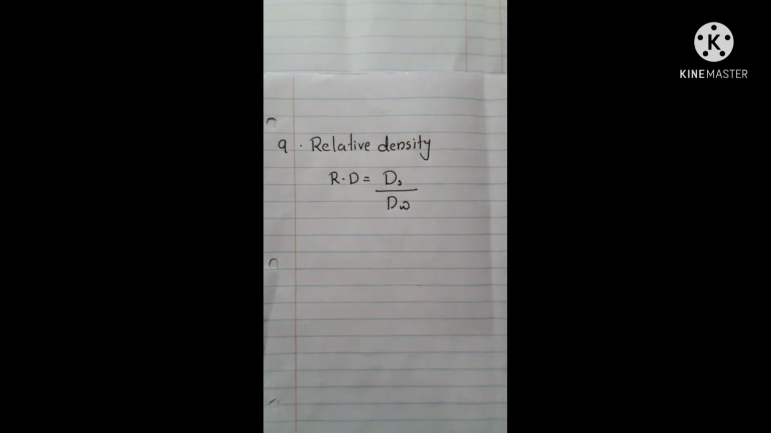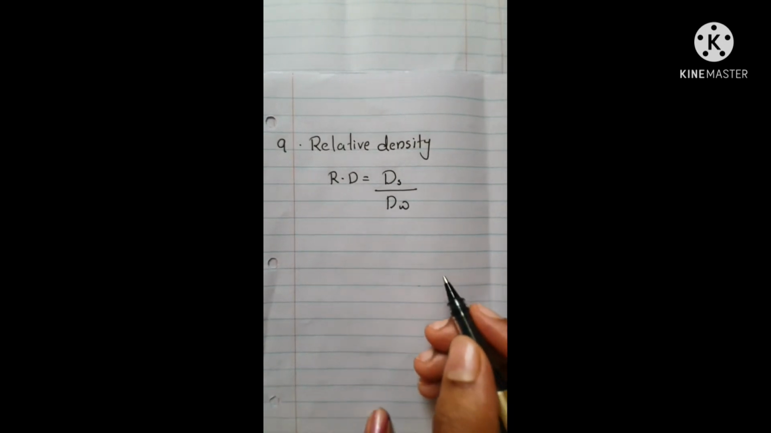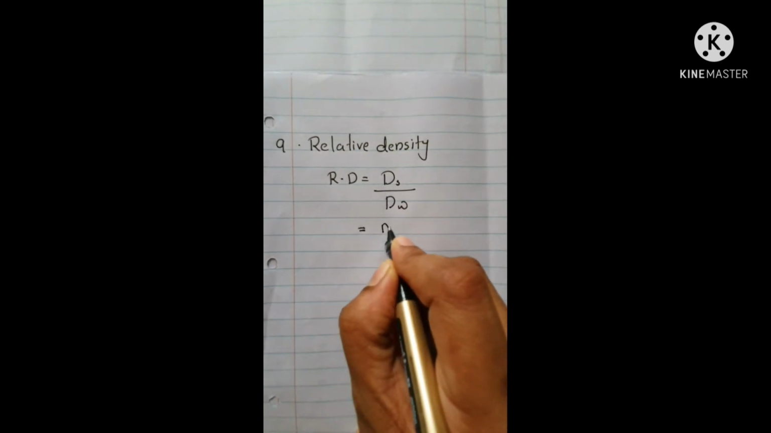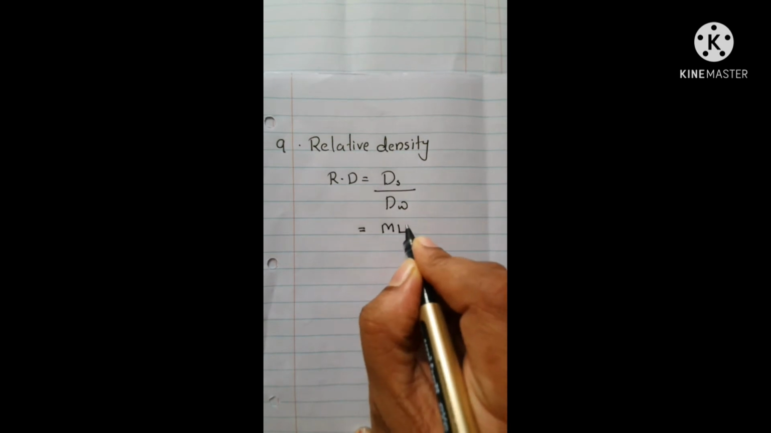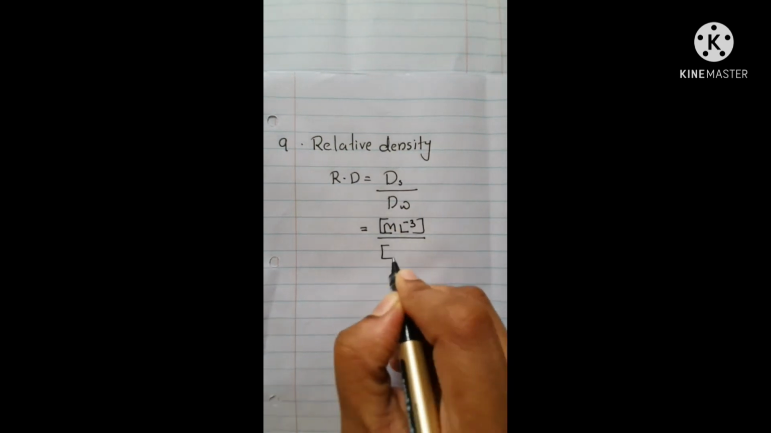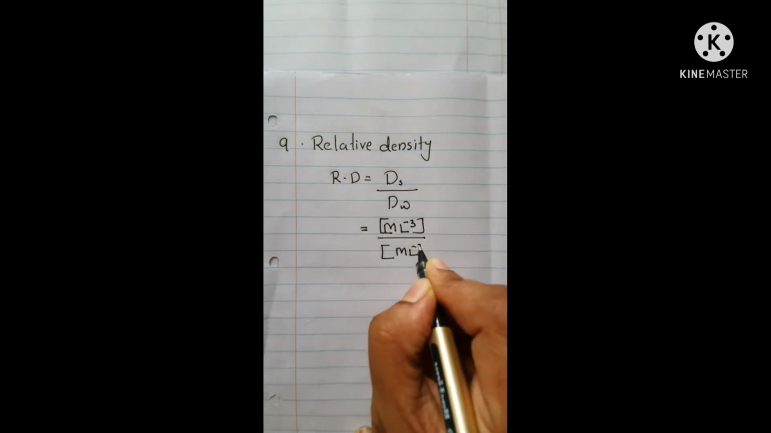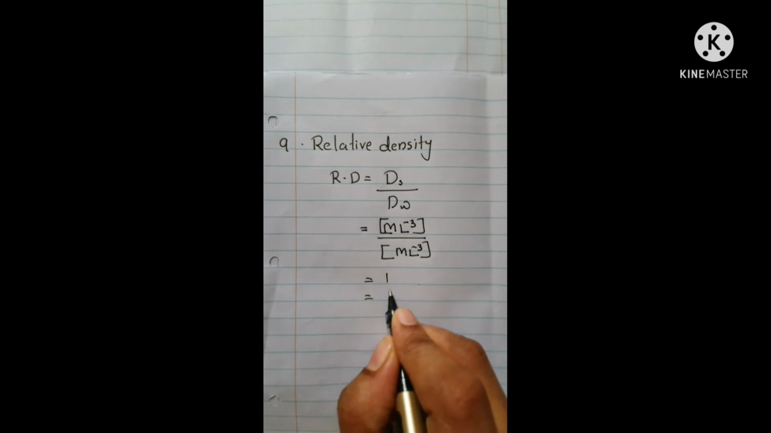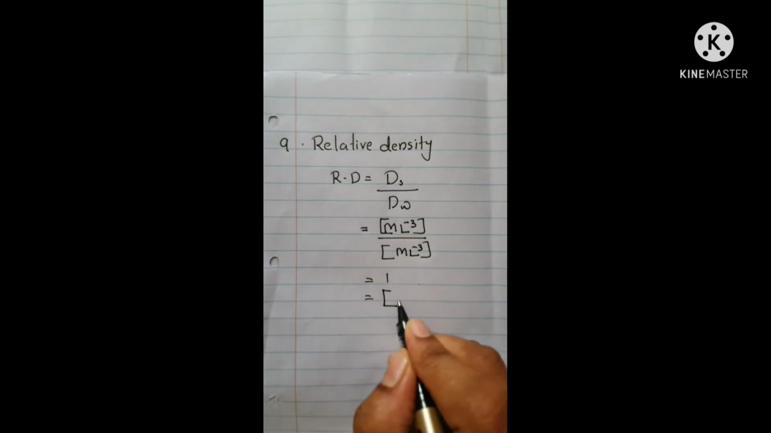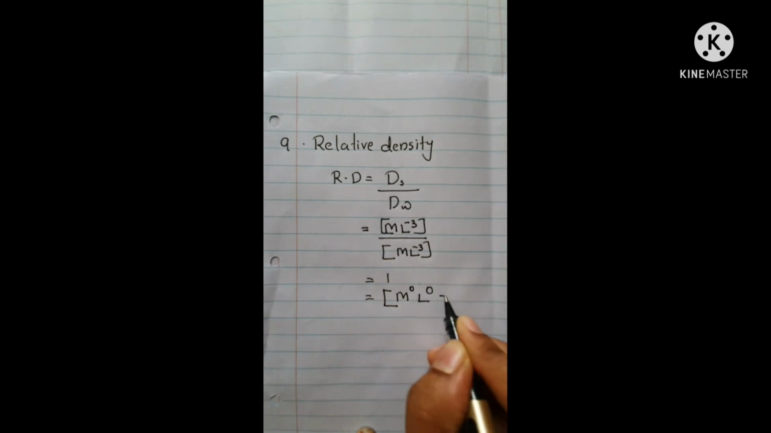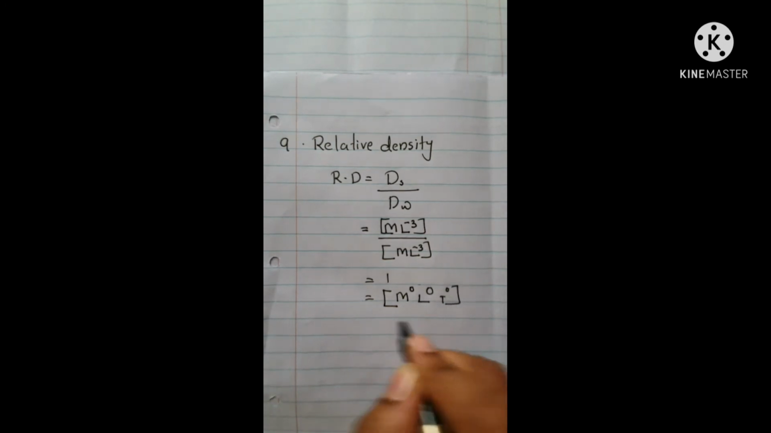9th question is relative density. We know relative density is the ratio of density of a substance to density of water. So density of any substance, the dimension formula is ML⁻³, divided by density of water, ML⁻³. So it cancels, we will be getting 1. So we can either say it's a dimensionless quantity or M⁰L⁰T⁰.